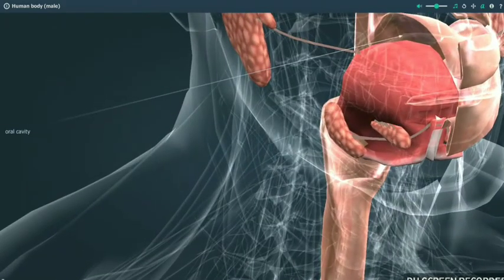Then you have this submaxillary gland. This lies on the angles of the lower jaw. The submaxillary ducts, also known as Wharton's duct, open under the tongue.